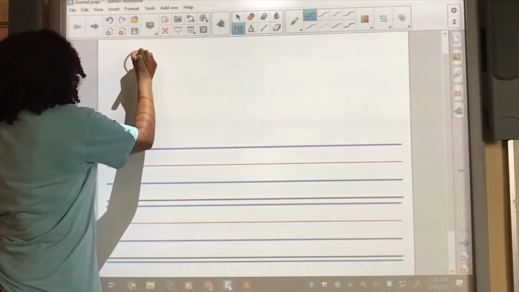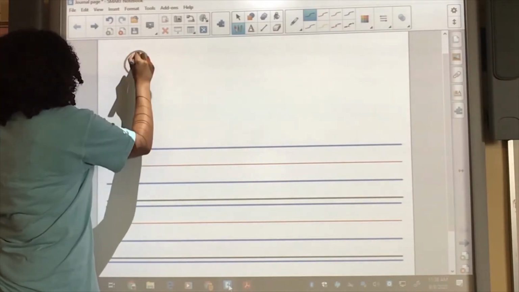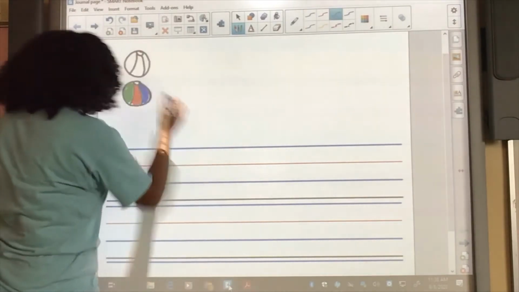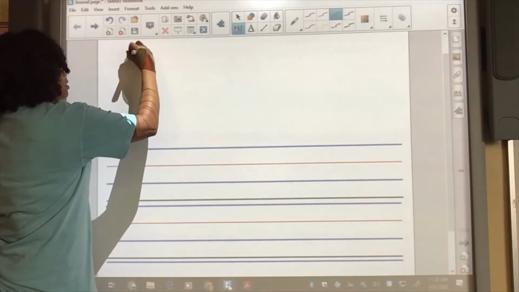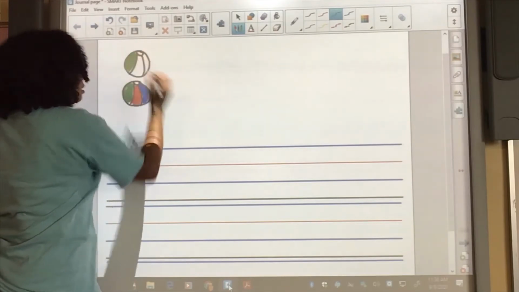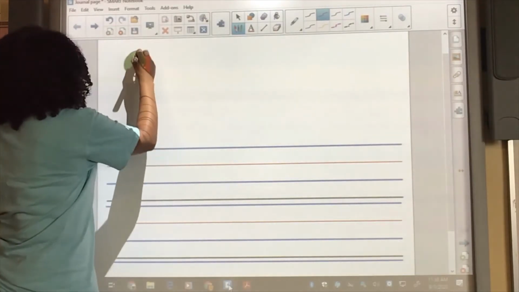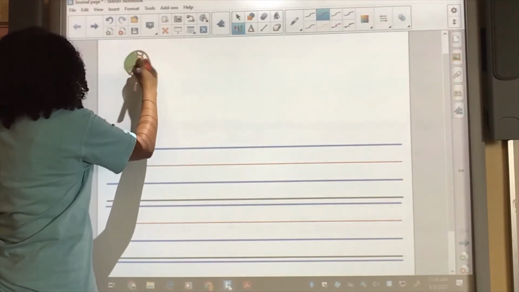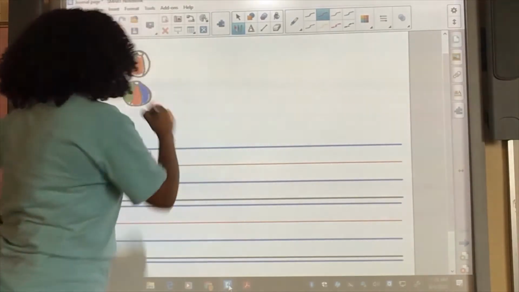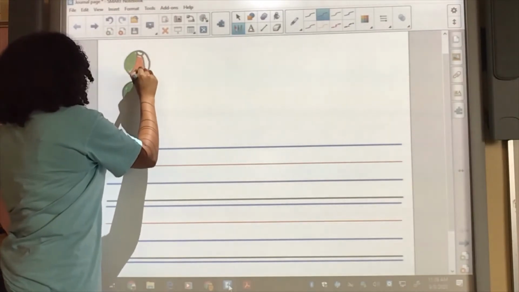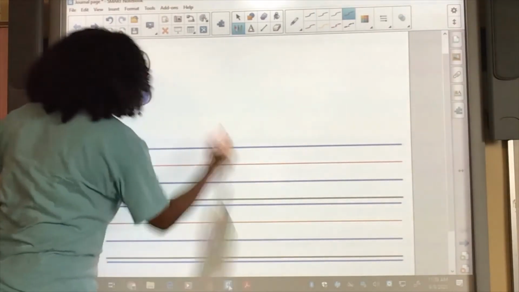Color my other one. Same colors, green, red. Do you like playing at the beach? I love playing at the beach. And blue.